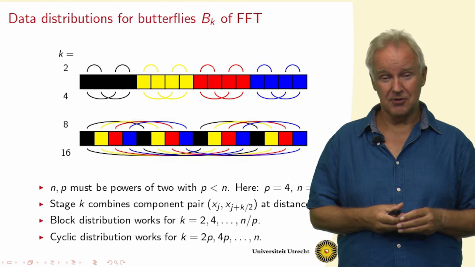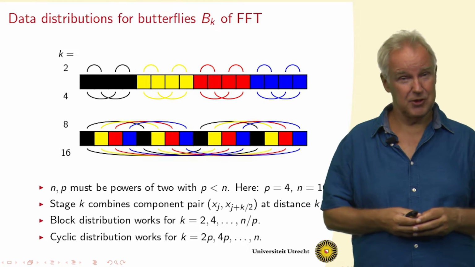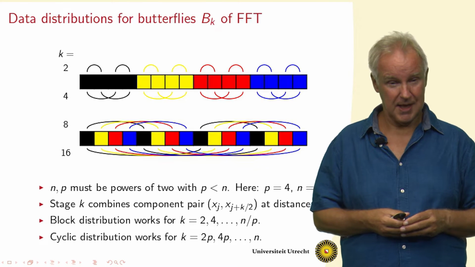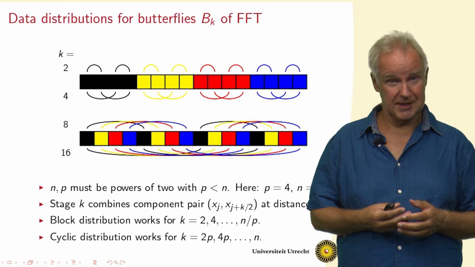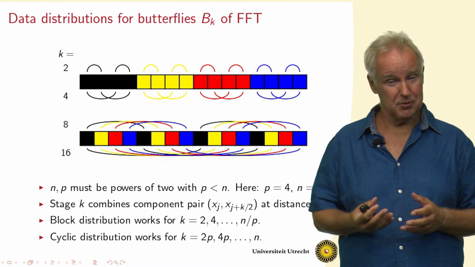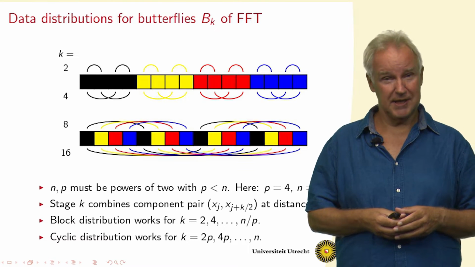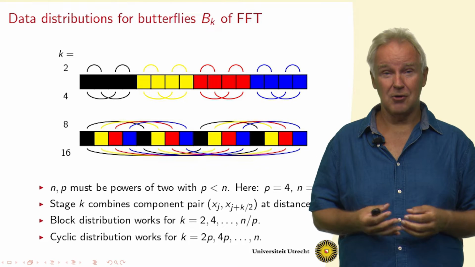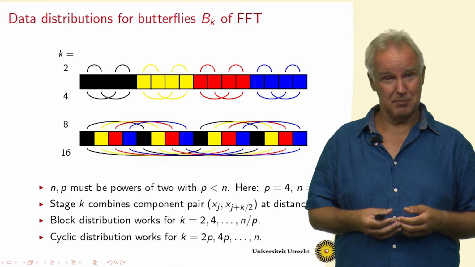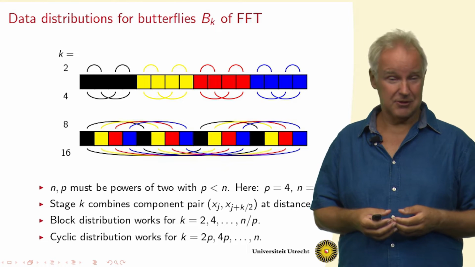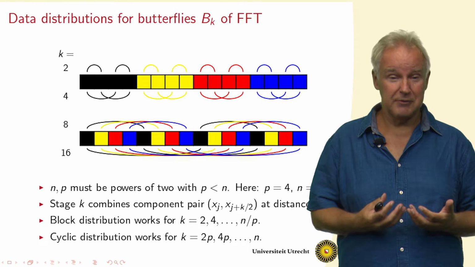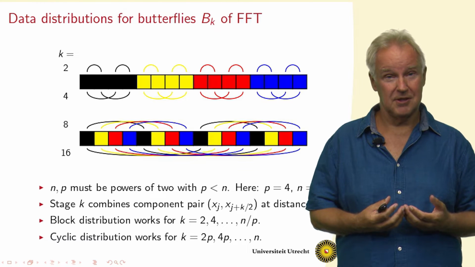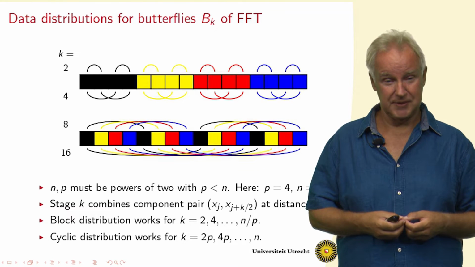Now what you see on top is that if we use a block distribution, then the small butterflies, so at distance 1, 2, up to actually n over p, they are local. The elements that are being combined reside on the same processor. And that's useful because then we do not have to communicate to perform the butterfly operation.